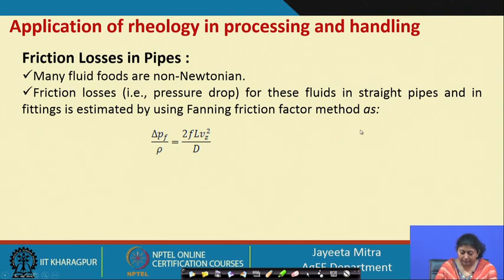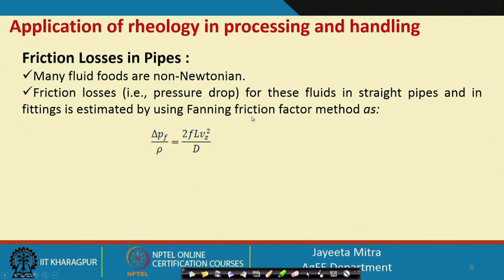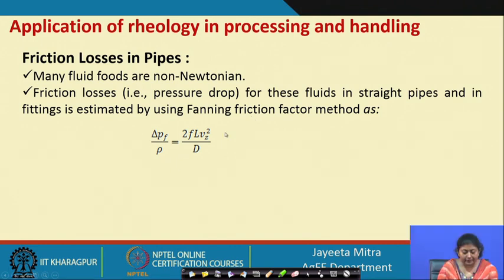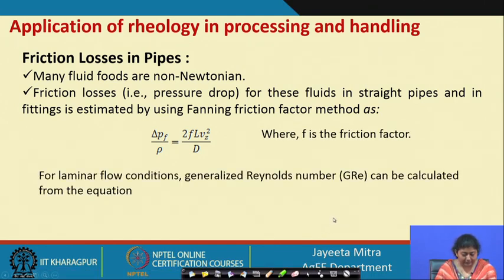So, if it would have been a laminar flow, we can straight away use the Hagen-Poiseuille equation and calculate the term delta P by rho, we can get the head loss. Okay. But since it is a non-Newtonian fluid, we need to calculate by the Fanning friction factor method. So, delta P f by rho, that is giving the pressure head, okay, because of the friction loss, that is equal to 2 f L Vz square by d. So, f is the friction factor.